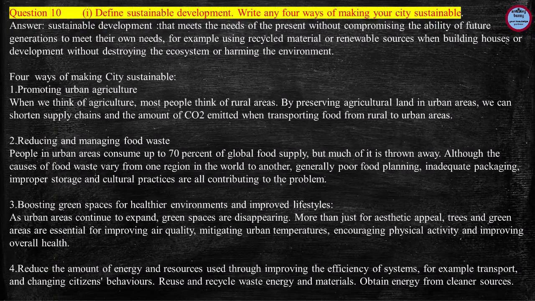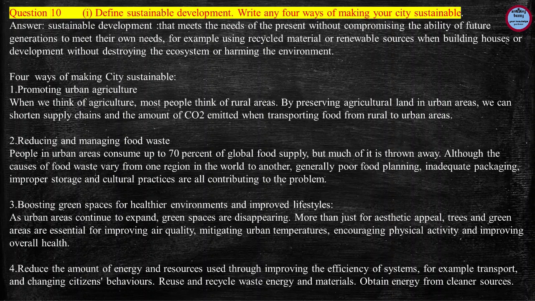Question number 10. Define sustainable development. Write any 4 ways of making your city sustainable. Sustainable development is development that meets the needs of the present without compromising the ability of future generations to meet their own needs. For example, using recycled materials or renewable sources when building houses, or development without destroying the ecosystem or harming the environment, is known as sustainable development.